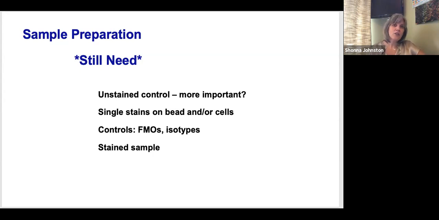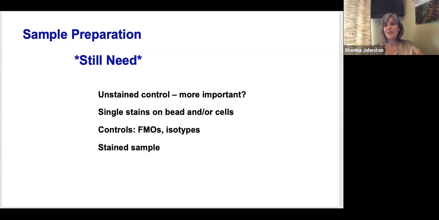Now, the thing I've got up at the top here with the unstained, I always like to run an unstained anyway. I think it's really, really important to show what your baseline is of the cells. And it's a nice reassurance that actually your stained sample has worked properly. Is it more important for spectral flow cytometry? Well, yeah, I think it probably is.